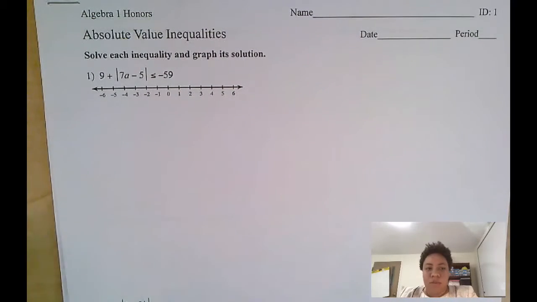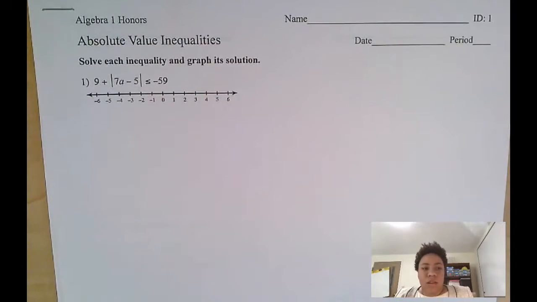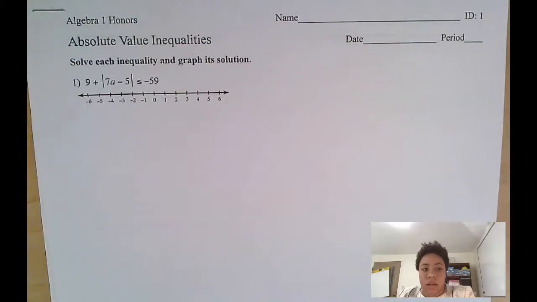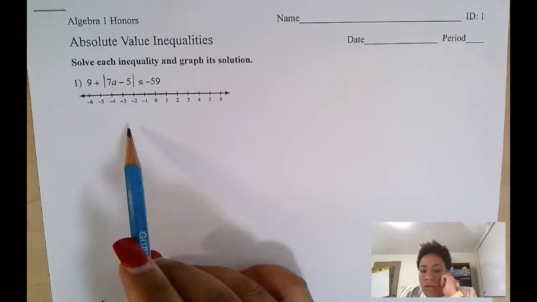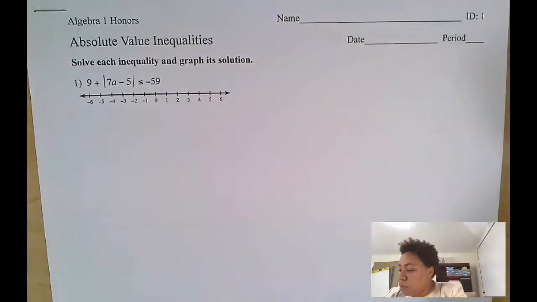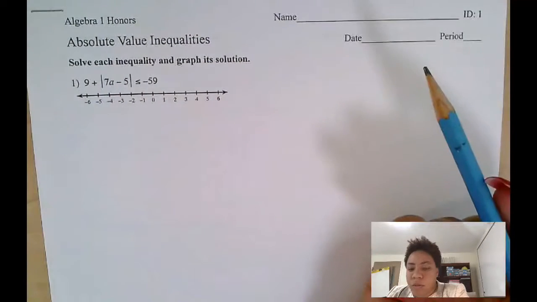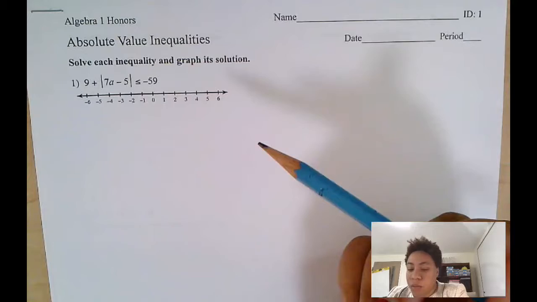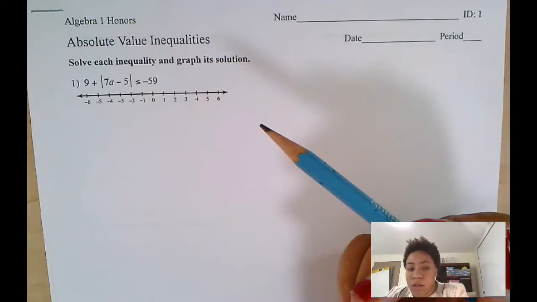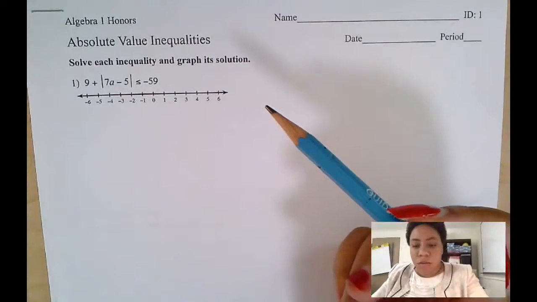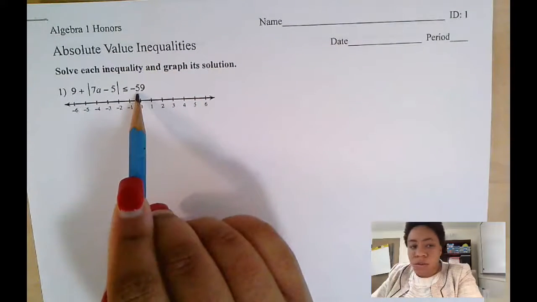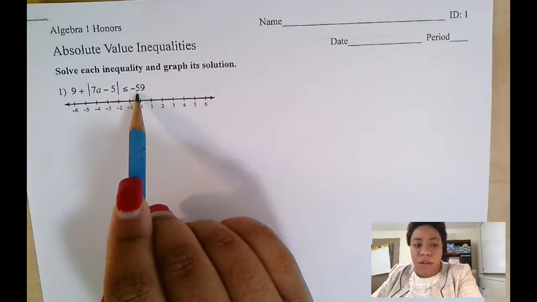Okay, so if you're working on the honors option for the absolute value inequalities, I'm going to show you how to do the problems here. There are a couple of different types of problems on here that you can solve for, and I'm going to go over three, and you must do at least five of the problems.